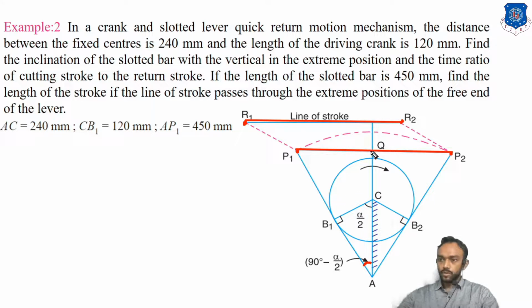So what we can do, we can consider this triangle. So we will find this P1 Q multiplied by 2 is equal to P1 P2, and P1 P2 is equal to line of stroke R1 R2. So first of all, considering this triangle A Q P1, we will find the P1 Q multiplied by 2 is equal to P1 P2. Okay, let's start.